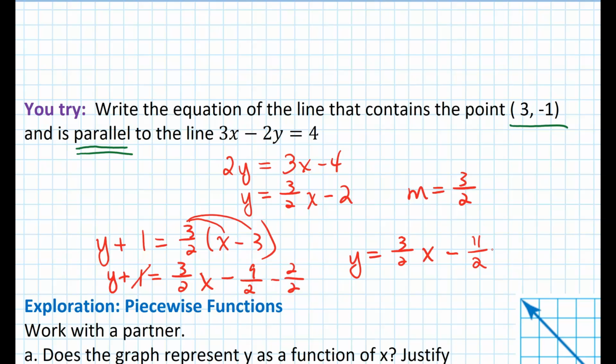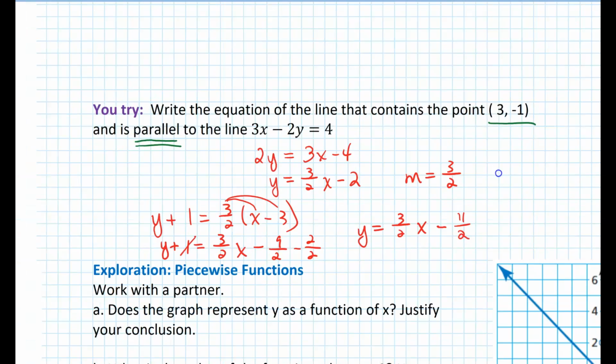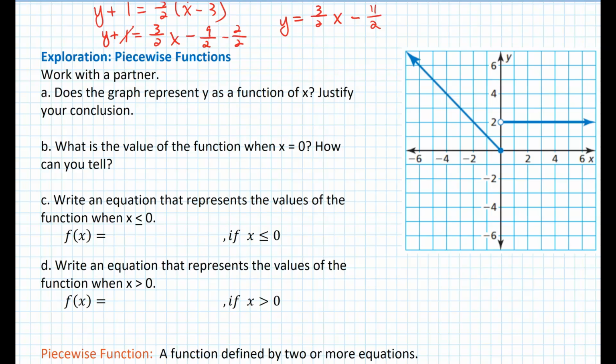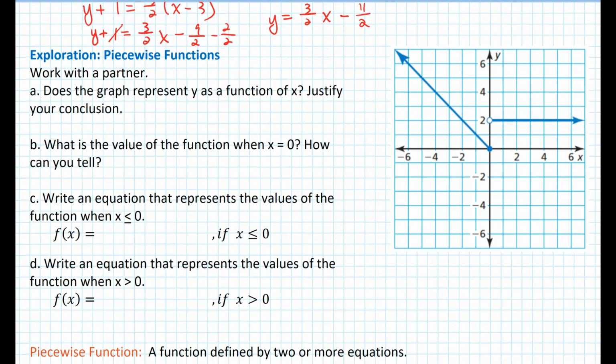Did you have another question, Paulina? No? Okay. All right, so let's look at our piecewise functions. Okay, we've got a graph here. This one's not on the handout that I passed out, so you'll just have to look up on the board. Take a look at this one up here and go through the questions on the side and discuss with your table mates, your partners, and see what you come up with.